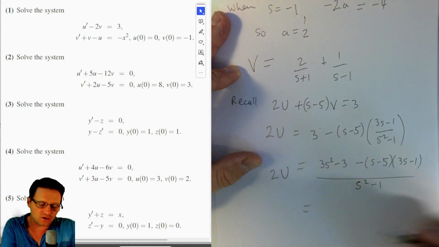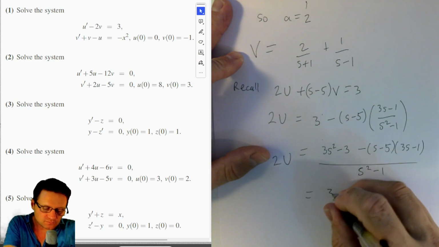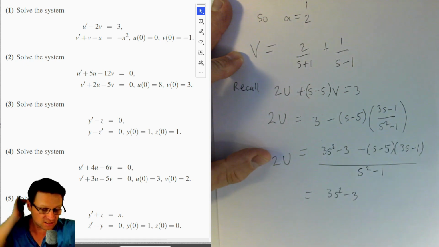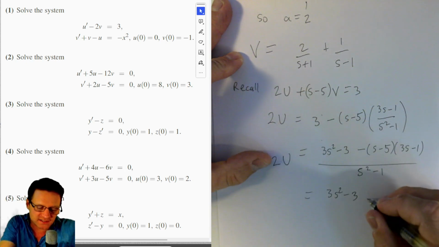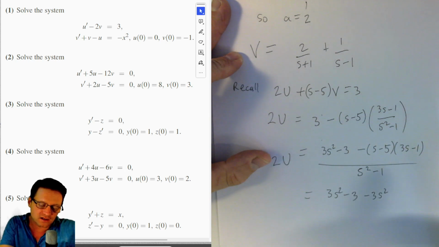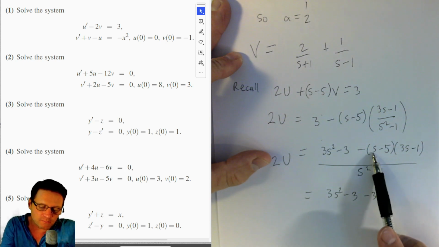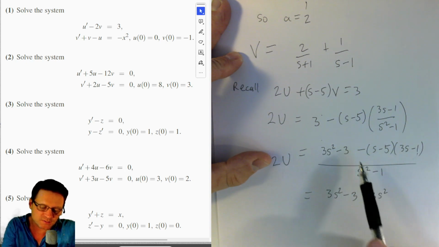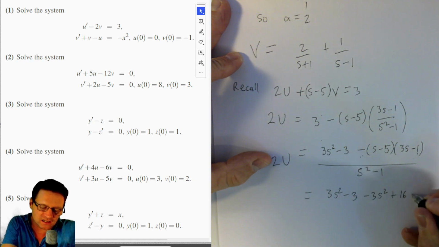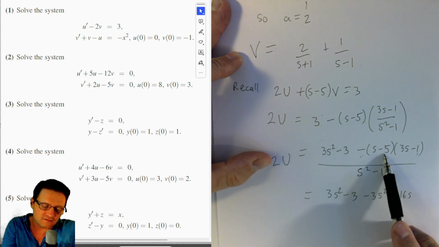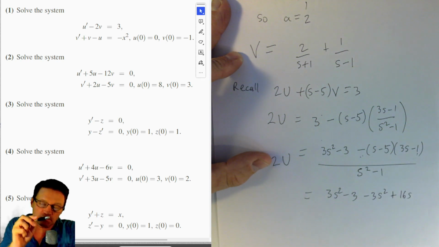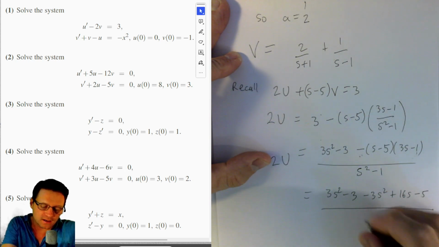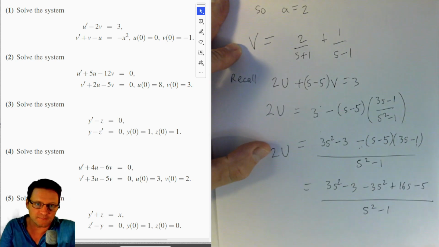So let's continue on our expansion here. 3s squared minus 3, and then we have 3s times s is 3s squared, so with a minus, that's minus 3s squared. And then we have minus s, minus 15s is minus 16s, but there's a minus out here, so plus 16s. And then minus 5 times minus 1 is plus 5, but then there's a minus, so minus 5. All over s squared minus 1.